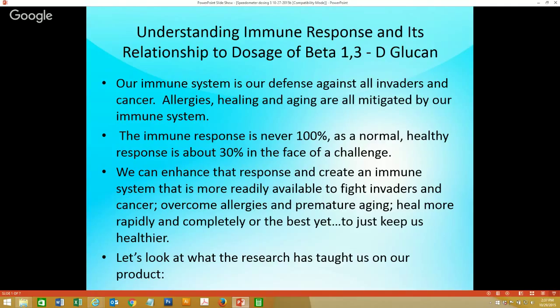The immune response, by the way, is never 100%. A lot of people are shocked when they learn that a healthy, normal immune response is typically around 30 to 31% in the face of a challenge. So as long as you only have low-grade challenges, so to speak, maybe 30% is going to be adequate. But for a lot of people, that's not the case. Now, we can enhance that immune response and create an immune system that is more readily available to fight invaders and cancer, overcome allergies and premature aging, heal more quickly, or best yet, just keep us healthier in general. Now let's look at what the research has taught us in this regard.